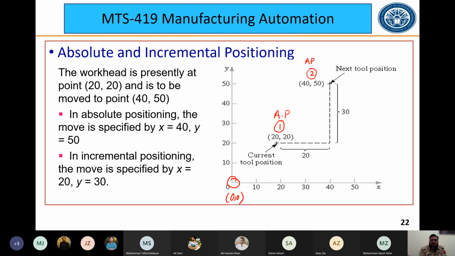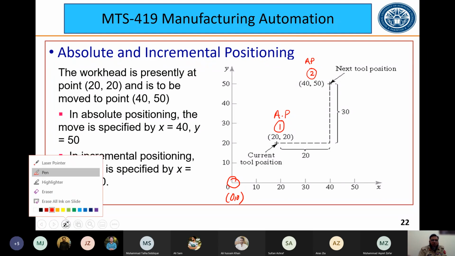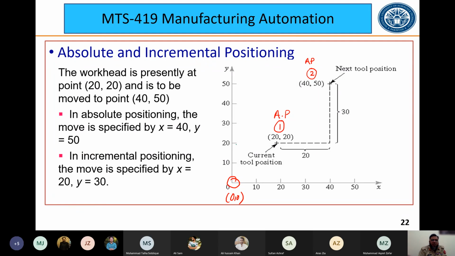जी ये एब्सोल्यूट पोजीशन वाली बात तो समझ आती है, ये तो हम पहले कर चुके हैं. सो व्हाट वुड बी द इंक्रीमेंटल पोजीशन सिस्टम? सो द फर्स्ट पोजीशन which will come here, which is 20, 20, would be given to my tool from the origin. So its previous position would be 0, 0, and the next position would be 20, 20.